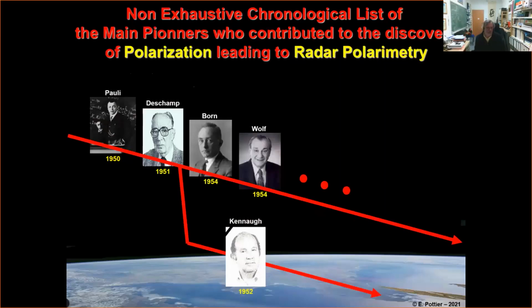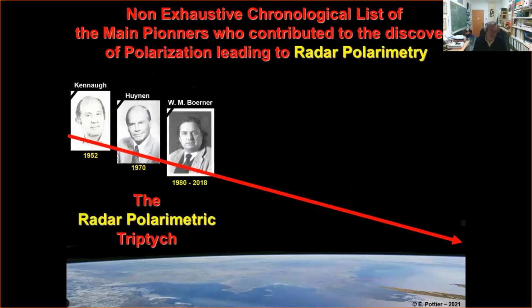So he developed the first polarimetric radar system, and he made the first measurement. So in fact, we can say that today, radar polarimetry was born in the 50s. And we had three guys, God and the two sons. This is what we call the radar polarimetric triptych. So Kennaugh was the father.